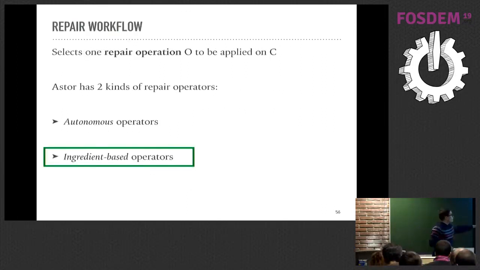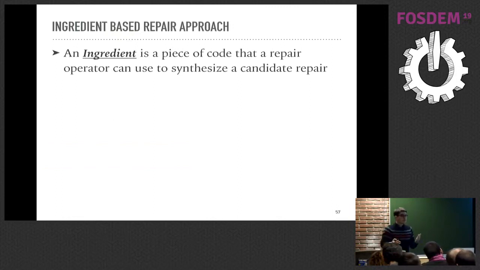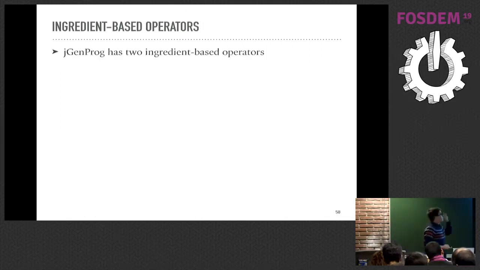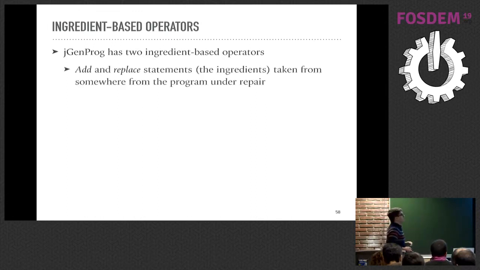However, we have another category that is ingredient-based operators. That means that this operator, to synthesize the patch, needs some information. This information can be another piece of code, a template, whatever. For instance, jGenProg has two ingredient-based operators, add and replace. That means, imagine that we have a statement and we want to replace one statement. We need another statement to be the replacement.